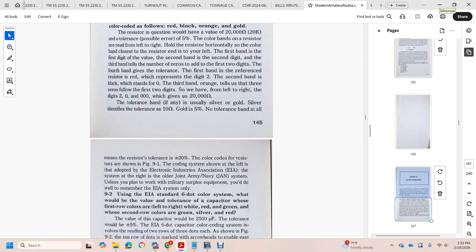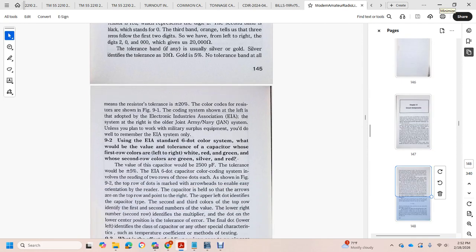The color code resistance is shown in figure 9.1. The color coding system on the left is from the Electronic Industries Association, and the system on the right is older, the joint Army Navy system. Unless you plan to work with military surplus equipment, you should know the Electronic Industries Association system well.